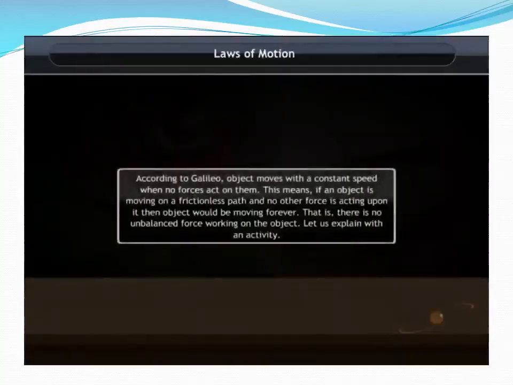According to Galileo, an object moves with a constant speed when no forces act on it. This means if an object is moving on a frictionless path and no other force is acting upon it, then the object would be moving forever. That is, there is no unbalanced force acting on the object. It can be explained with the help of an activity.